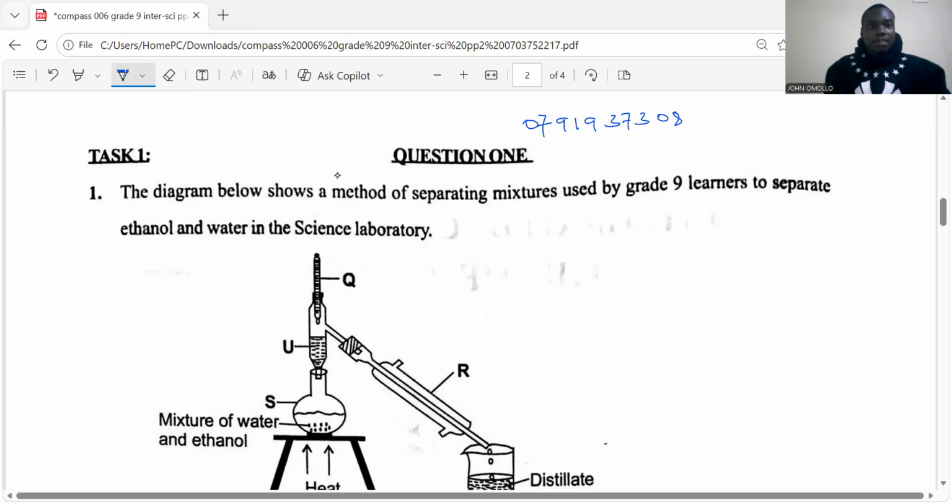Yes, we have task 1 here, question 1. This is grade 9, Integrated Science paper 2. The diagram below shows the method of separating mixtures used by grade 9 learners to separate ethanol and water in a science laboratory. So there is the setup where we know that Q here is for thermometer. That is Q. And R is the Liebig condenser.